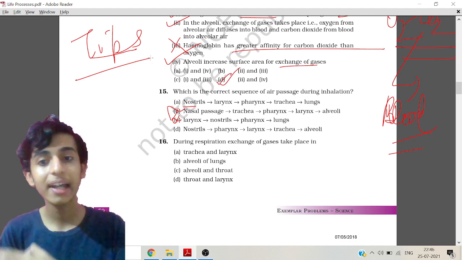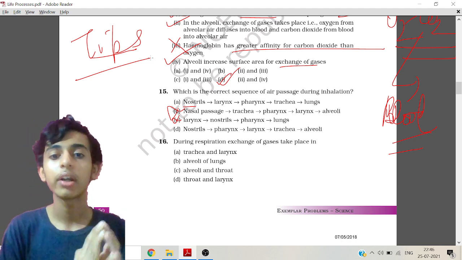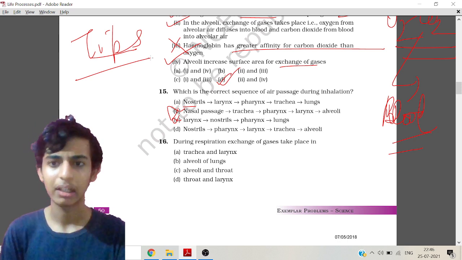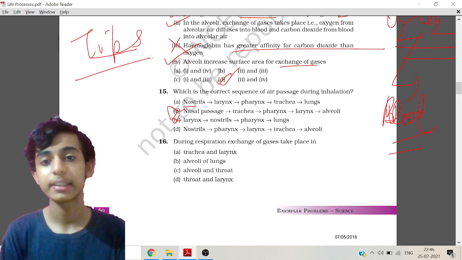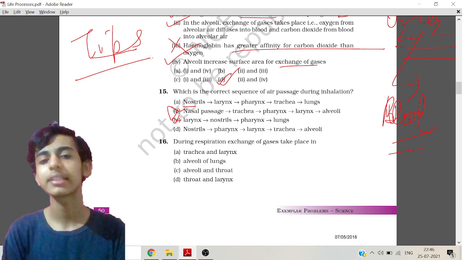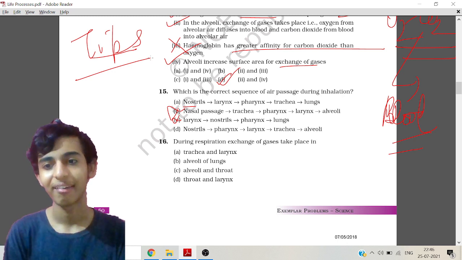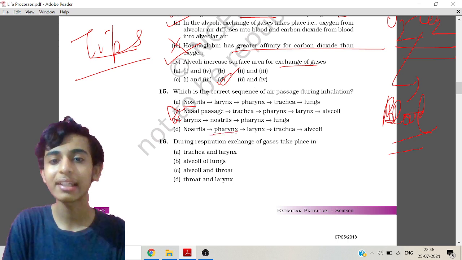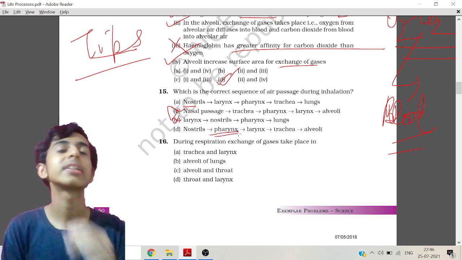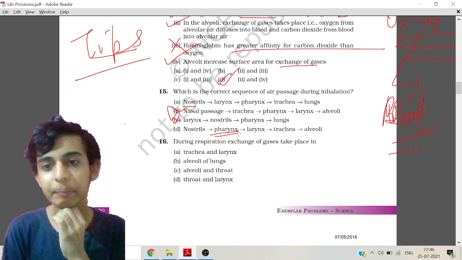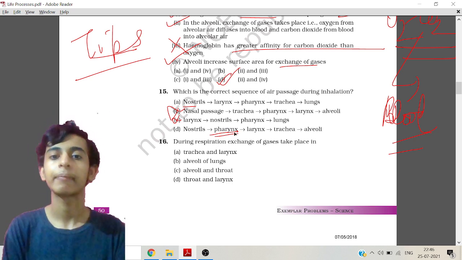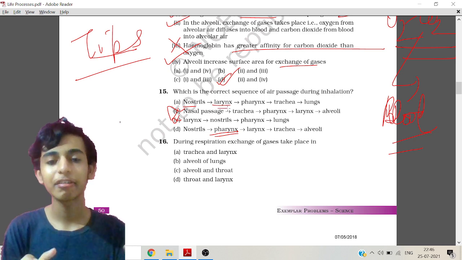Nostrils, larynx, pharynx, trachea, lungs, or nostrils, pharynx, larynx, trachea, alveoli? Which is the correct sequence? First pharynx or first larynx? Definitely first you will be having pharynx. Why? Because see, here you have pharynx. Am I right? Yeah, I think yeah. First you will be having the pharynx.